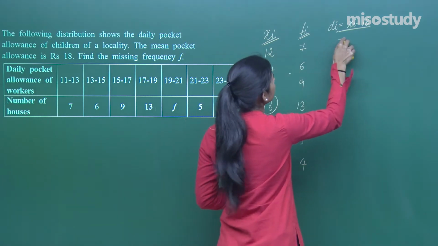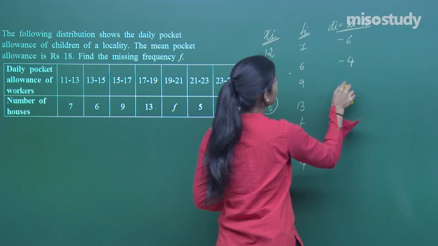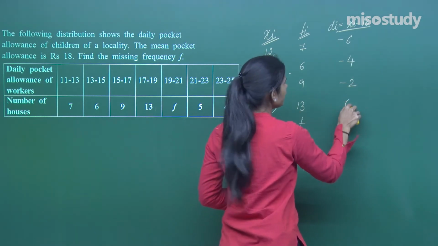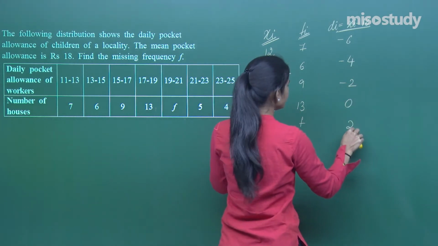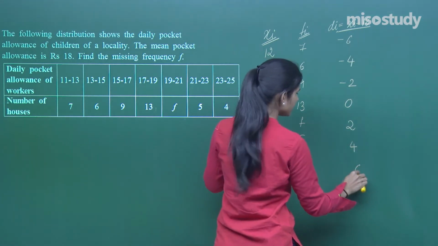12 minus 18 gives you minus 6. 14 minus 18 gives you minus 4. 16 minus 18 gives you minus 2. 18 minus 18 is 0. 20 minus 18 gives you 2. 22 minus 18 gives you 4, and 24 minus 18 gives you 6.